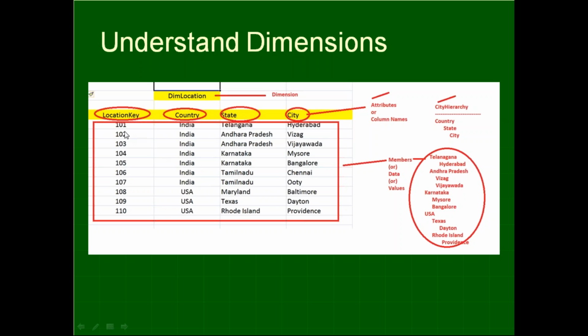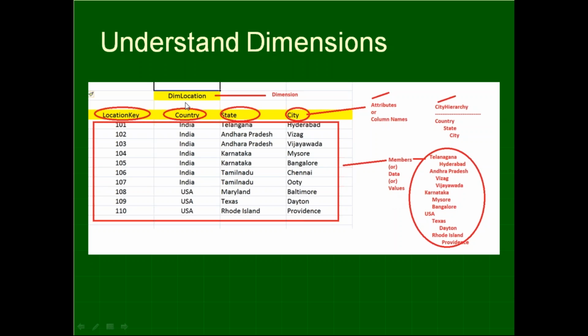And here I have data: 101, 102, 103. I have India. I have USA. I have Texas, Rhode Island, Maryland, and Tamil Nadu. Like that, some Indian cities are there, and some USA cities are there, and these are called members. Member means data or a value. So Bangalore is a member inside the city attribute, and Ooty is a member inside the city attribute. And 101, 102, all these are values or members.